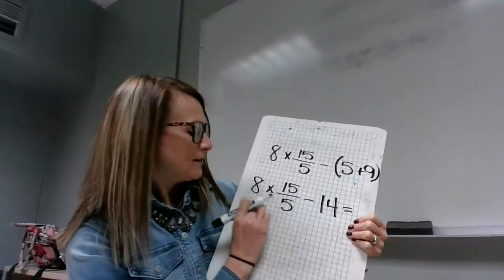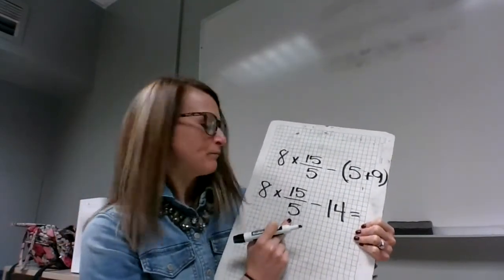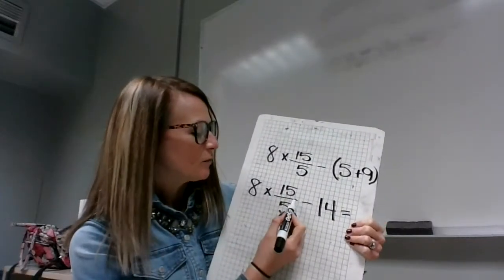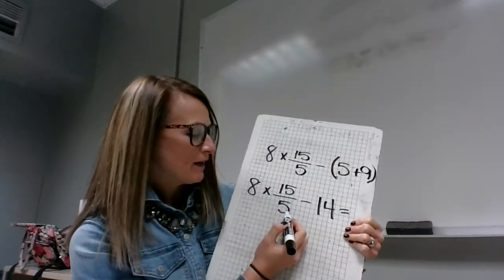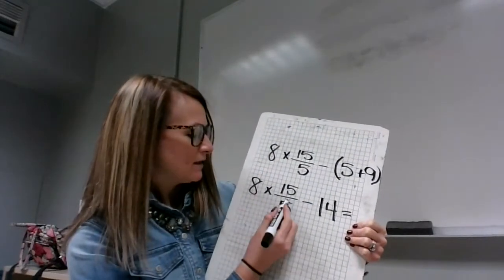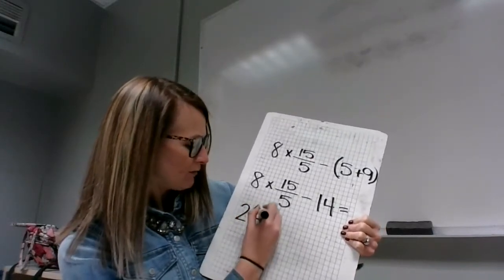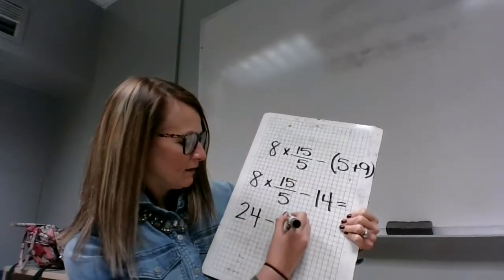So here, I see some multiplying. I have 8 times 15 fifths. Now, 15 fifths is really a division problem. I have 15 divided by 5 is 3. Okay, so I have 8 times 3, and that is 24. So I'm going to rewrite my expression. I have 24 minus 14.